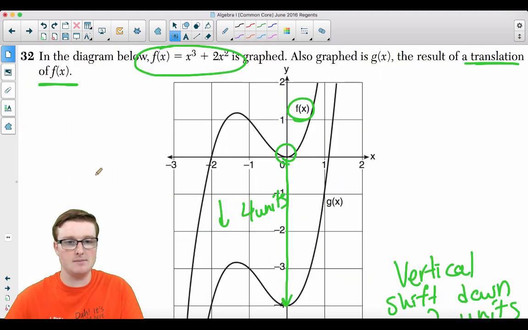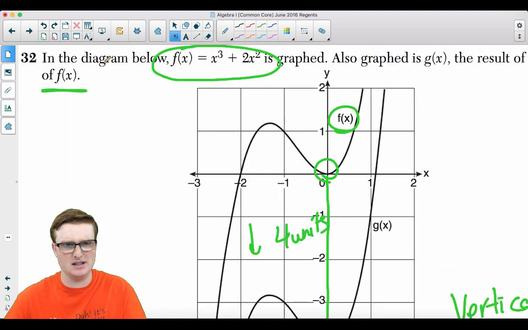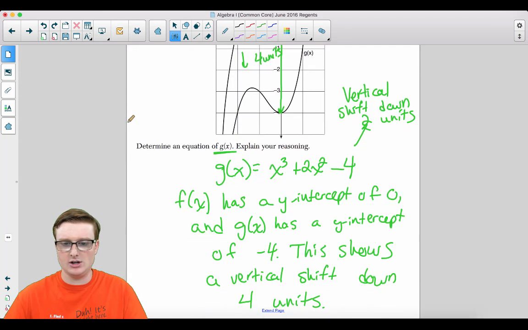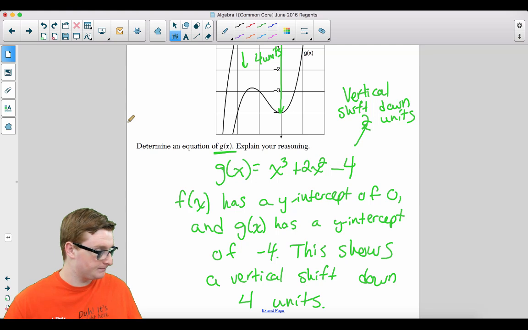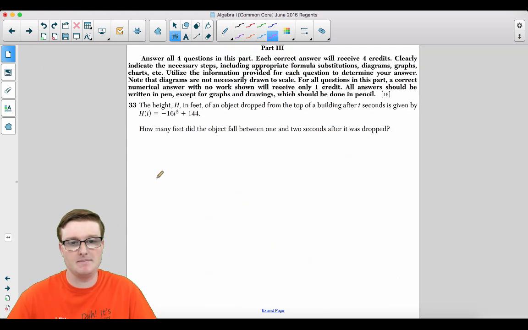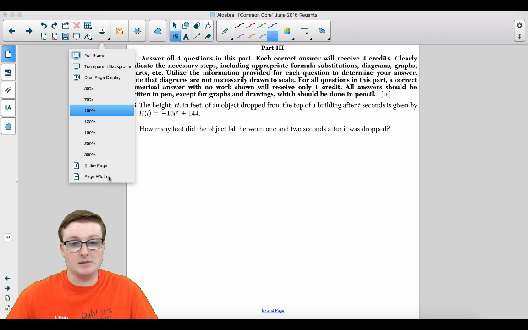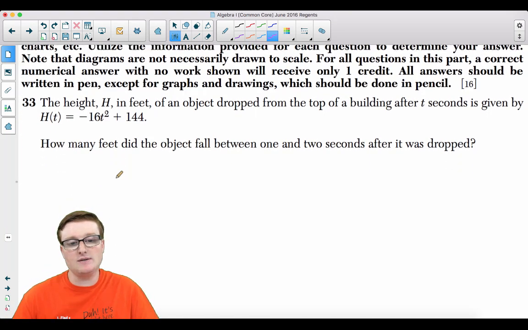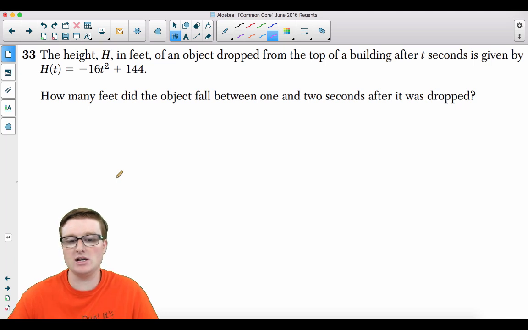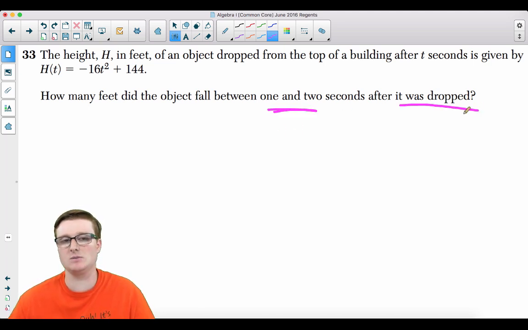Moving on to question number 33. These are the part 3s. Here we go. The height h in feet of an object dropped from the top of a building after t seconds is given by h of t equals negative 16t squared plus 144. How many feet did the object fall between 1 and 2 seconds after it was dropped?